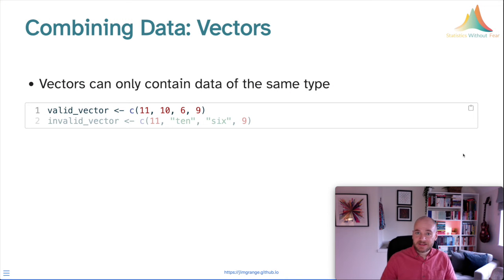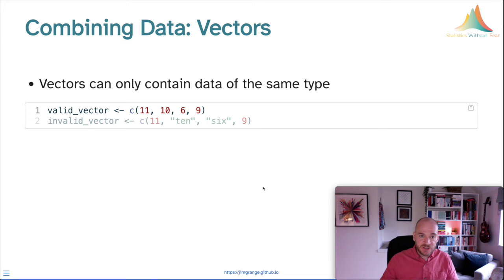One really important thing to keep in mind about vectors is that you can only store data within a vector of the same type. So for example, you can only store all numerical data within a vector or all text data within a vector. You cannot mix the two together.